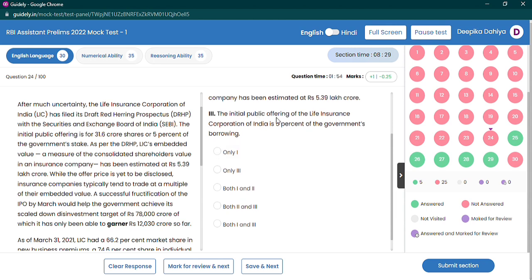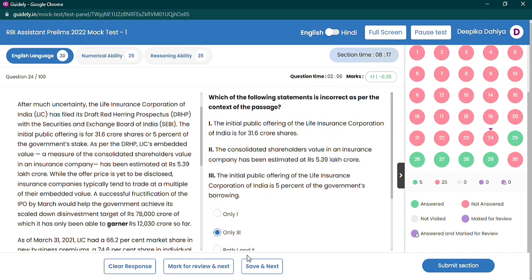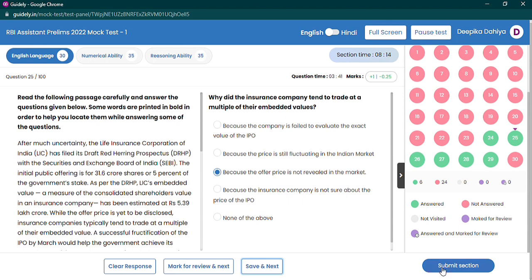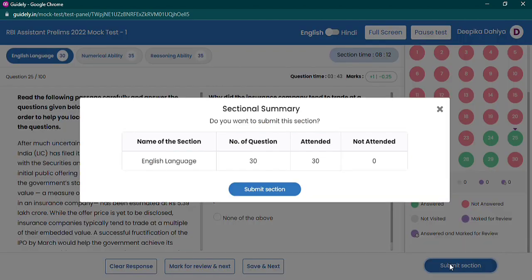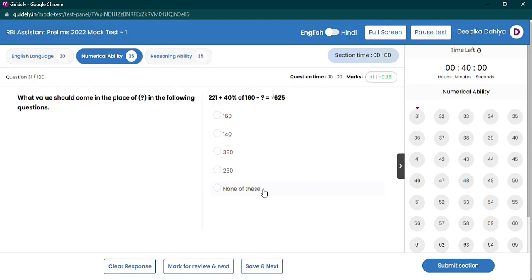Okay, so IPO of LIC in India is 5% of government's borrowing. So 5% of government stake, not borrowing. It is written here that 5% of government stake, not borrowing. So third is wrong. Okay, so I am going to solve this RC only, and now I am going to submit this mock test and just see the result.